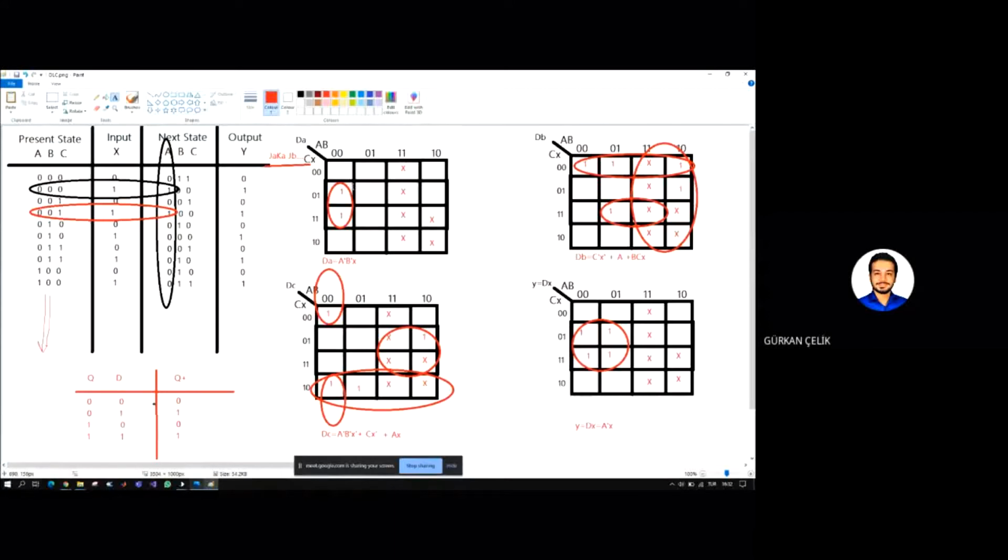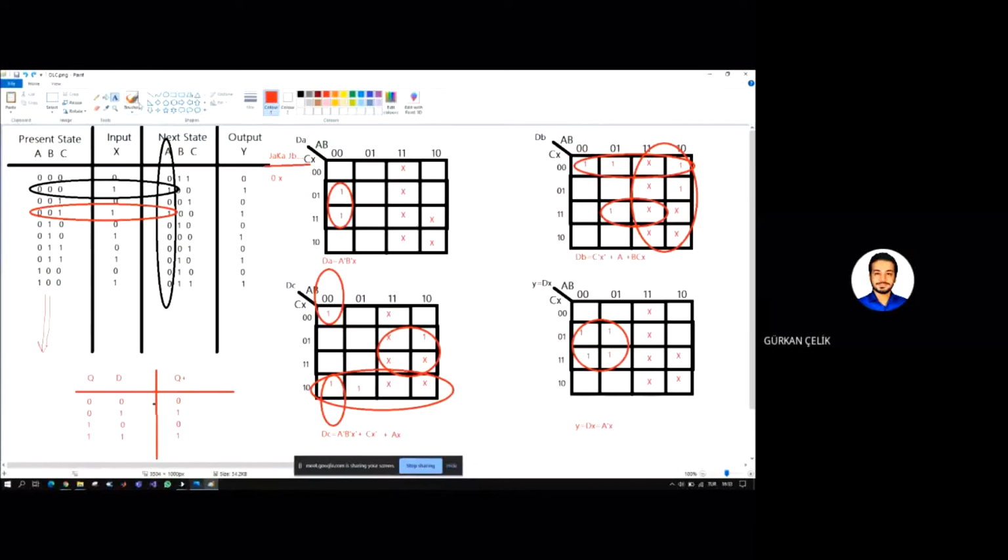Anlatabildim mi şu an? Hocam peki şimdi D'den C'ye mi geçeceğiz yoksa ilk state'ten mi? Bunu JK için söylüyorum. Örnek verelim, biz ne yapmamız gerekiyor? Present state'imiz x'miş. Sonraki state'imiz tekrar x'miş. O zaman bunun bir karşılığı var. Bu excitation'ı çıkarman lazım. 0x çıktı. Geçiyorsun. Diğerine geçiyorsun, x0. Diğerine geçiyorsun. 1-0 şeklinde. Bunu oluşturuyorsun. Ondan sonra bu 0x'i buraya yerleştireceksin.